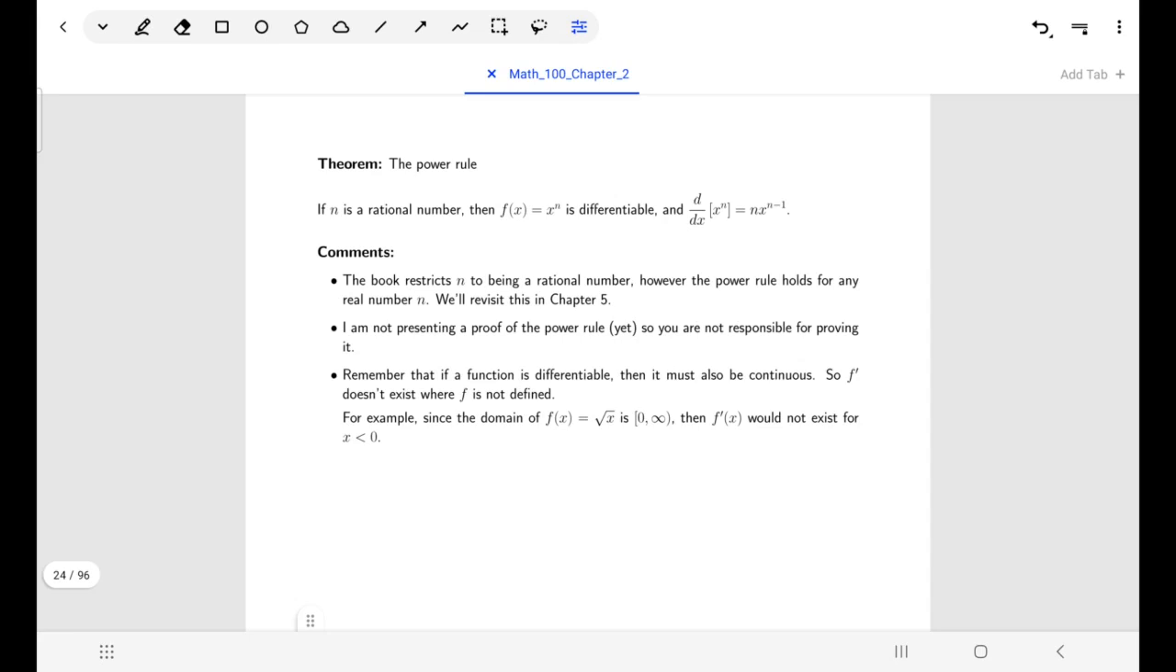We're also going to see for other powers of n that the derivative may or may not exist at all values. So we'll talk a little bit about that later on.